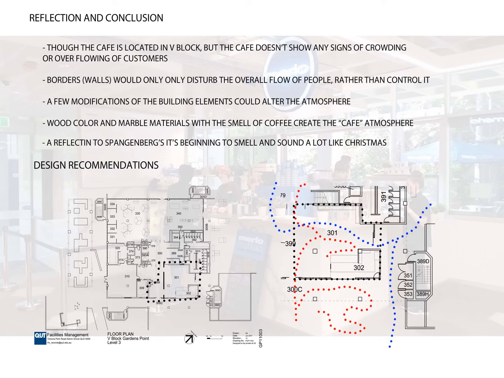Reflection and conclusion. Though the cafe is located in V block, the cafe itself doesn't show any signs of crowding or overflowing of customers. Installing borders or walls would only disturb the overall flow of people rather than control it, because of the two exits located near the cafe, as you can see at the bottom left corner of the slide. A few modifications of the building elements could alter the atmosphere, and wood color and marble materials with the smell of coffee create the overall cafe atmosphere.